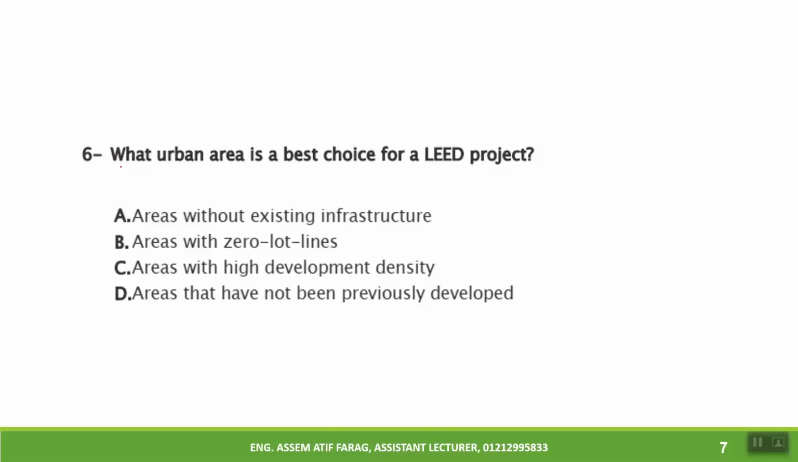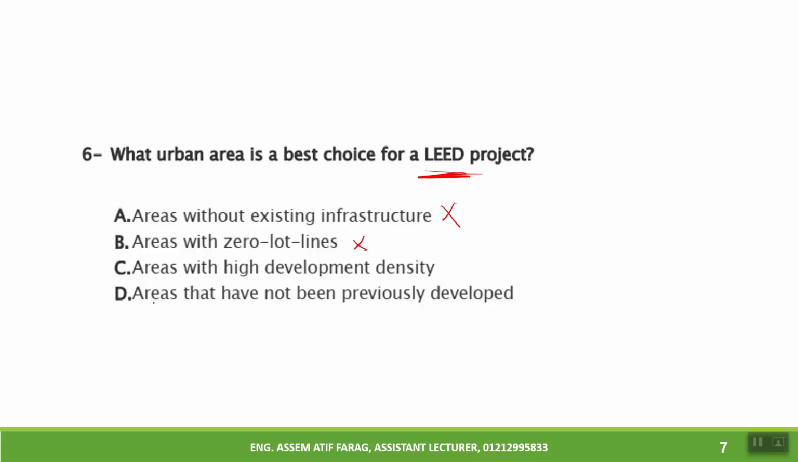In the next question, what urban area is a best choice for a LEED project? Areas without existing infrastructure. In fact, projects far from existing infrastructure require more natural resources to connect the building to utilities and highways. So this option is wrong. Areas with zero lot lines. Zero lot lines can be defined as sites with little to no open space. So this is not a good place to construct a LEED project.